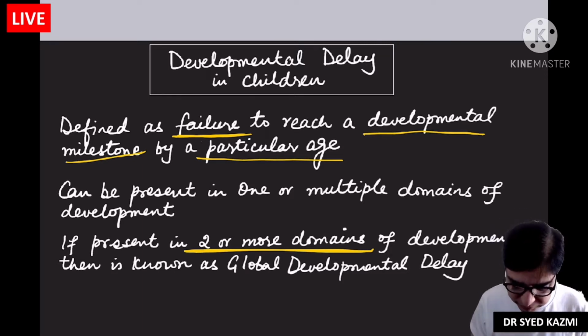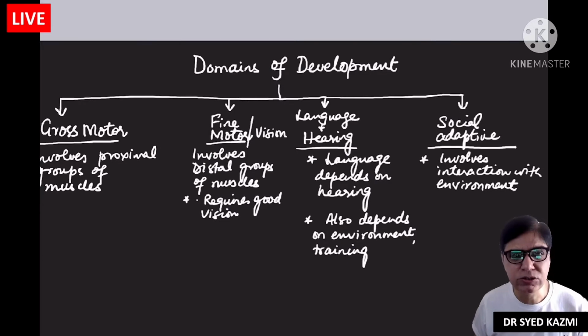Having said that, the important thing is to know what these domains of development are, and what they mean when we say that a child is lacking, let's say, in the gross motor domain. So where is the underlying fault? For that you need to understand the domains of development and the basic physiological processes which are responsible for achieving milestones in that particular domain.